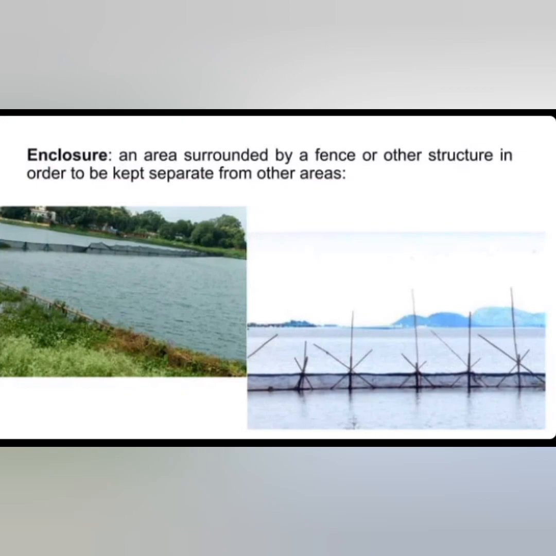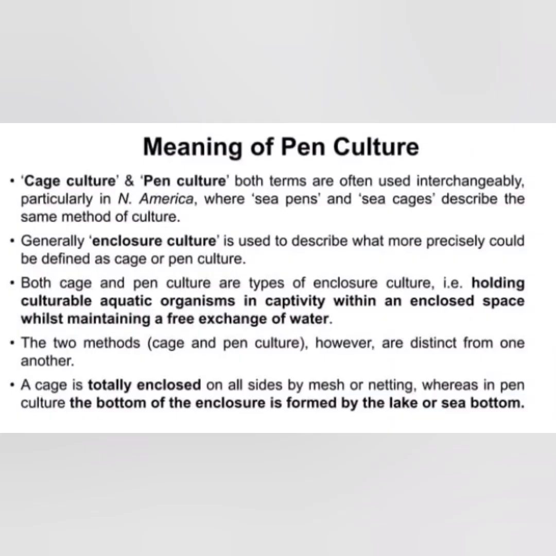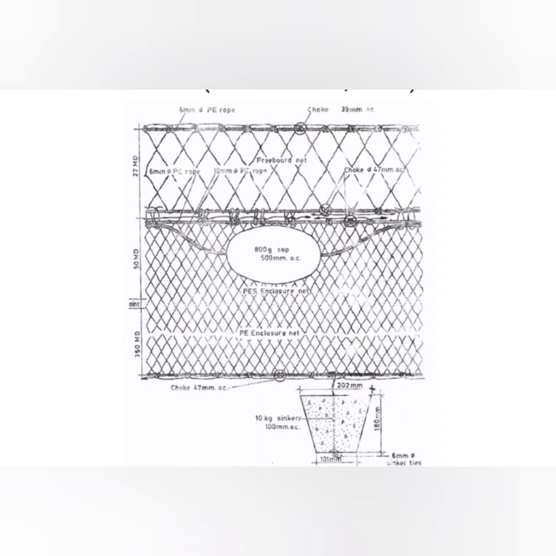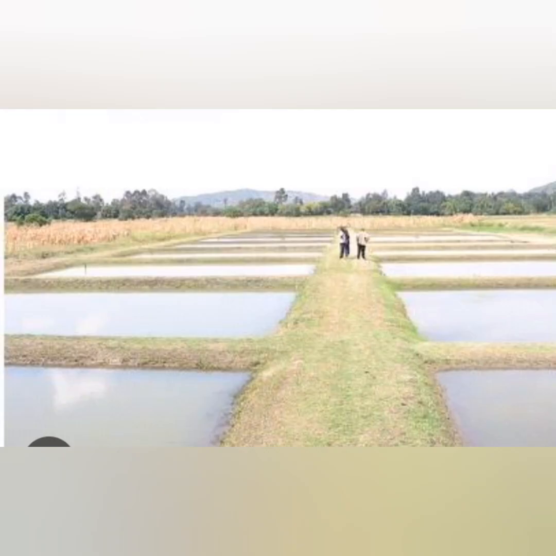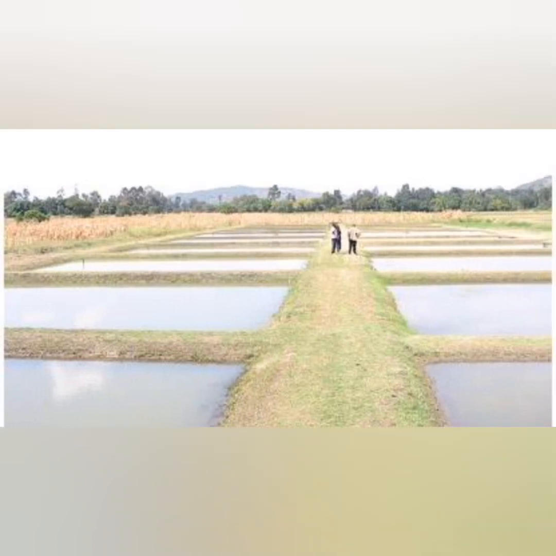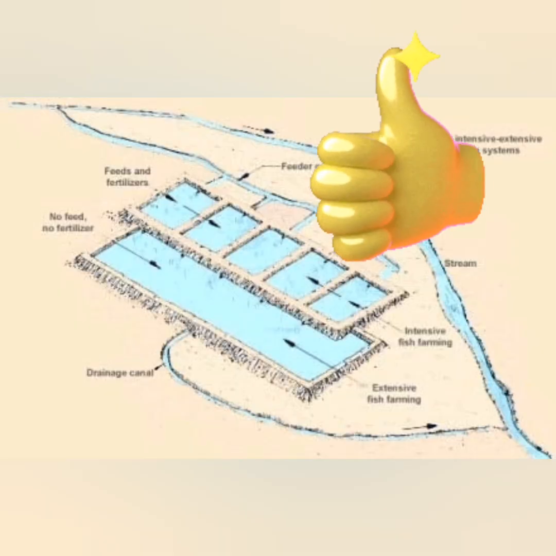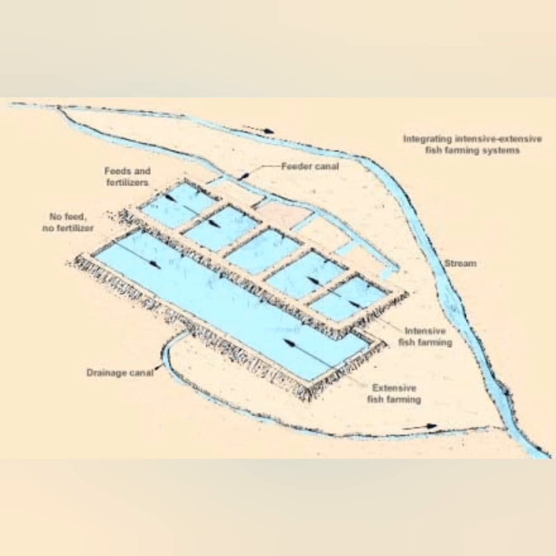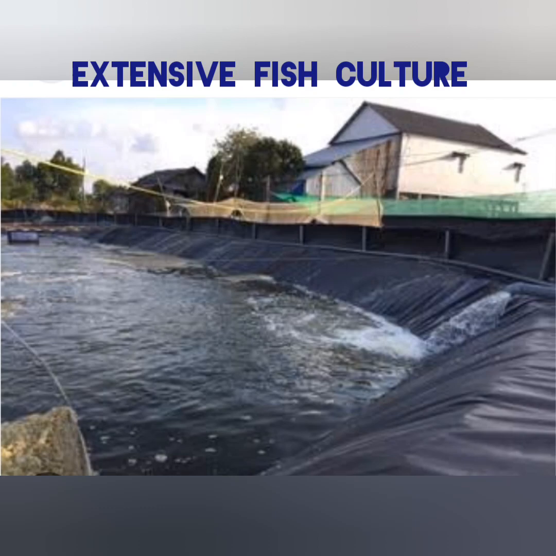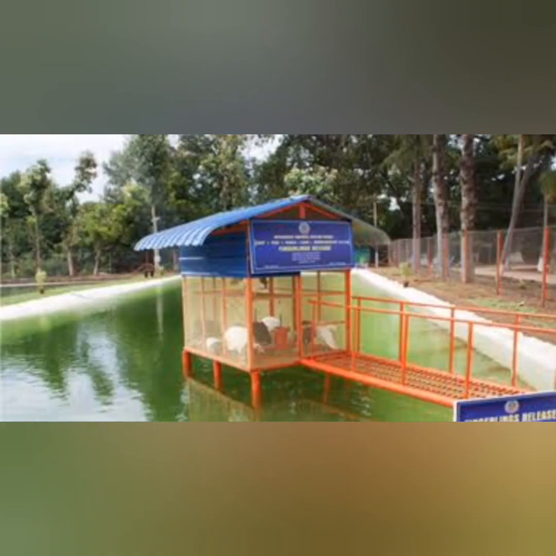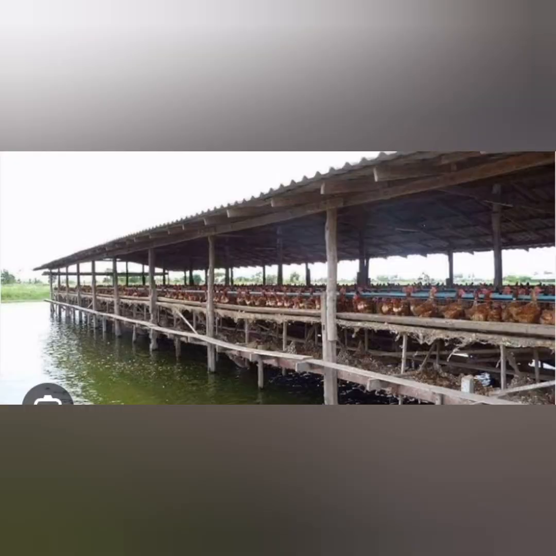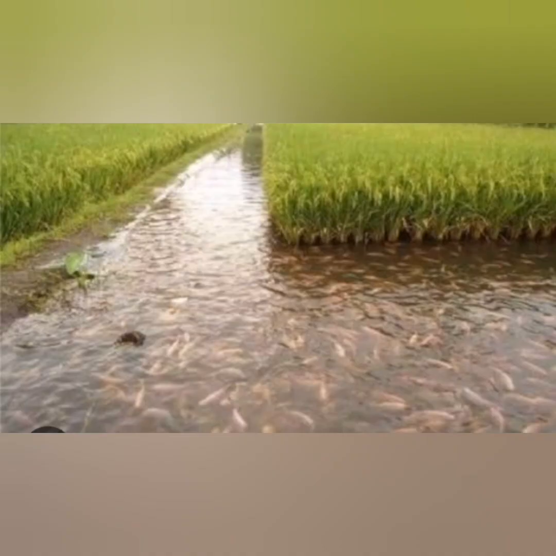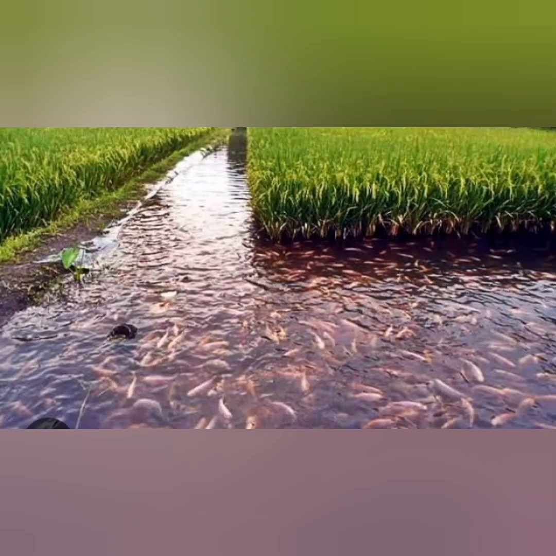Next we are going to see some examples of cage or pen culture, intensive fish culture, semi-intensive, extensive and integrated. We can see about cage and pen culture. What is cage culture? Cage culture is the system in which a cage is introduced into a water body, in which all four sides are enclosed. It may be reared at some height from the bottom. And what is pen culture? It is a system in which an enclosure is introduced in a water body which uses the pond bottom as one side, and the remaining three sides are enclosed. It always touches the bottom of the pond.